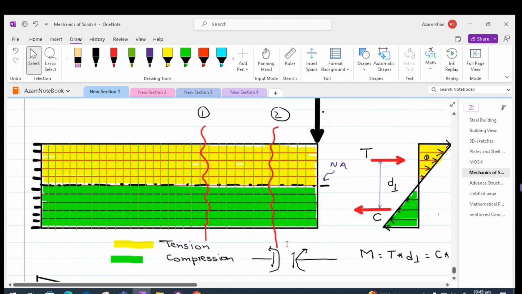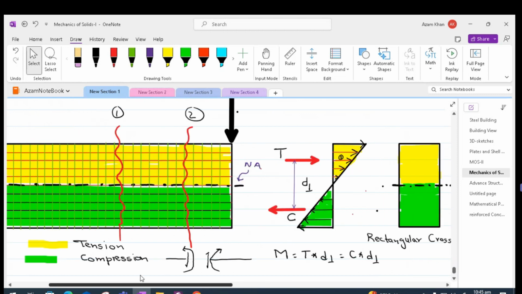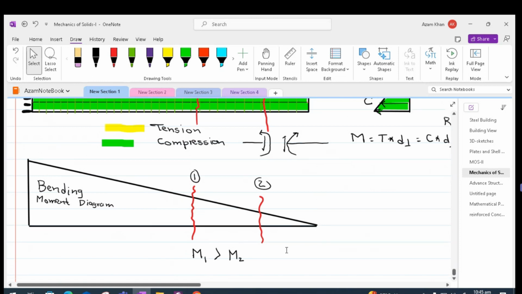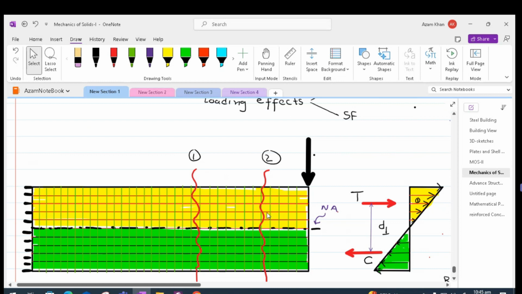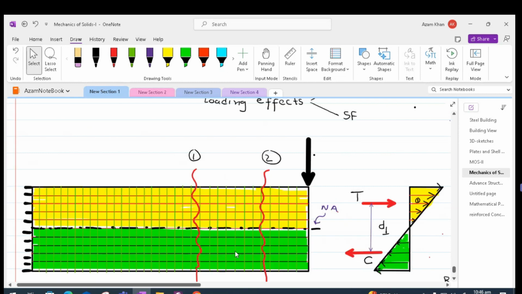Now we can decouple this moment by dividing it by the lever arm. As we said that the lever arm is constant throughout the length, that would give us the resultant tension or compression at section 1, which will be greater than the resultant tension or compression at section 2. So at the top of the beam, above the neutral axis, T at 1 will be greater than T at 2, and below the neutral axis, C at 1 will be greater than C at 2.